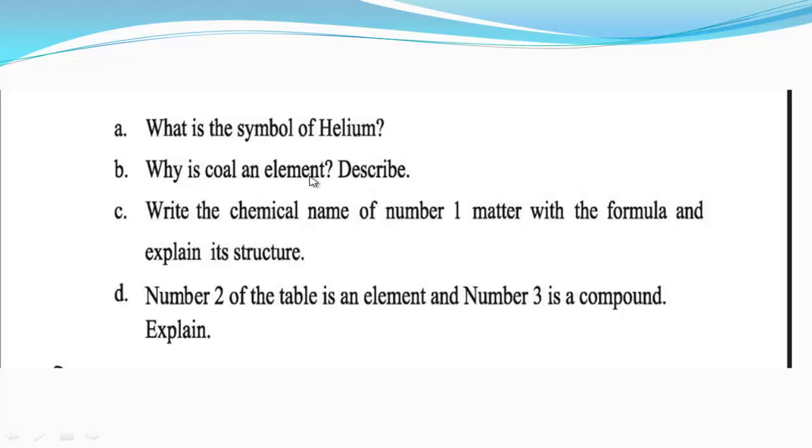Why is coal an element? Describe. Coal is actually a substance which is mainly carbon. The main chemical substance of coal is carbon. Coal means koila. And since carbon is an element, for this reason coal is also an element. Okay. Coal, that is koila, is mainly carbon.